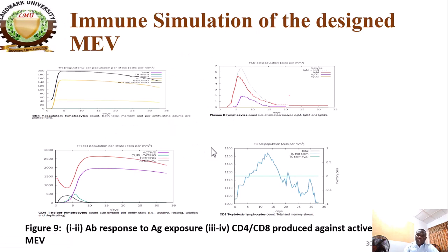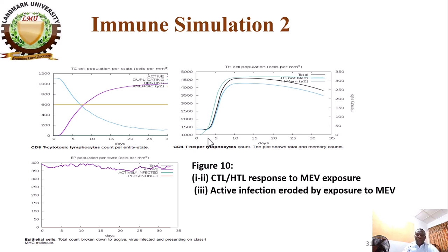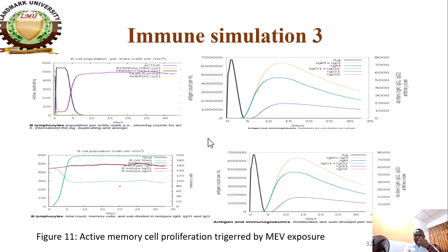Just like I said, the codon optimization was performed, and the green side is where the predicted multi-epitope vaccine was inserted. The immune simulation was performed as displayed, and the vaccine was found to be antigenic and able to trigger a good immune response in the host. The immune simulation also showed active memory, which triggered cell proliferation when exposed to the multi-epitope vaccine.